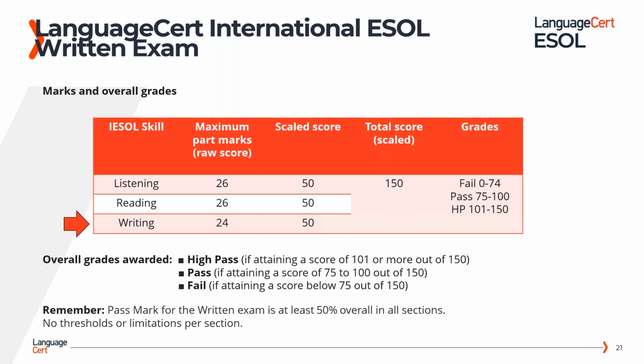As far as grading is concerned now, candidates are awarded a high pass if they attain a score of 101 to 150 out of 150, a pass if they attain a score between 75 and 100 out of 150, a fail if they do not attain a score of at least 75 out of 150.